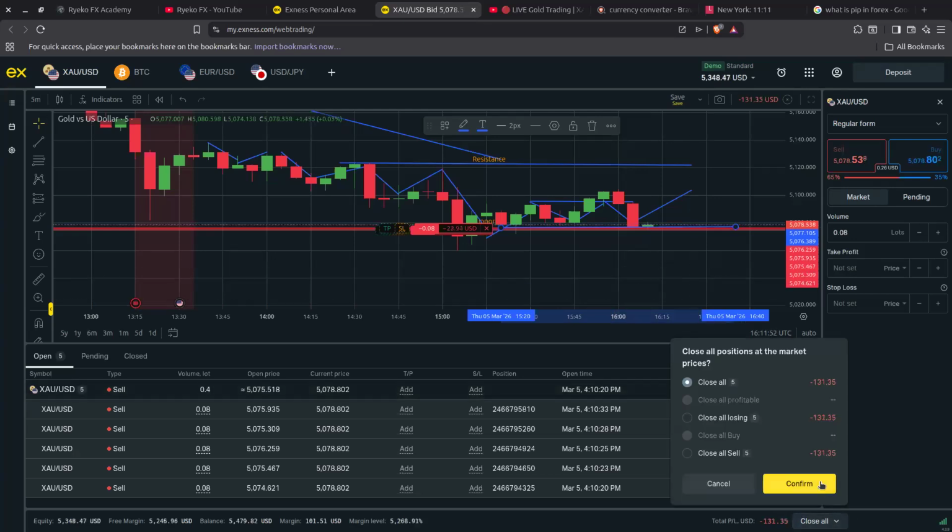If I make small profit there, I'll close. Then I wait for it. I wait for a good setup. Our setup is already bad.